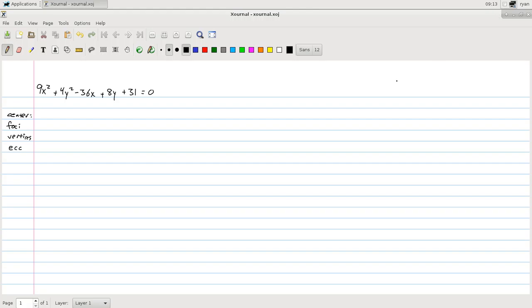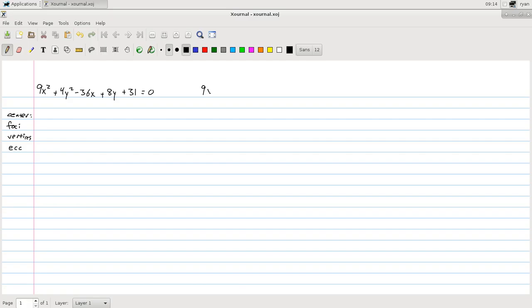Find the center, foci, vertices, eccentricity, and sketch of 9x² + 4y² − 36x + 8y + 31 = 0. Since this conic section is in general form, the first thing we want to do is get it in standard form by completing the square.